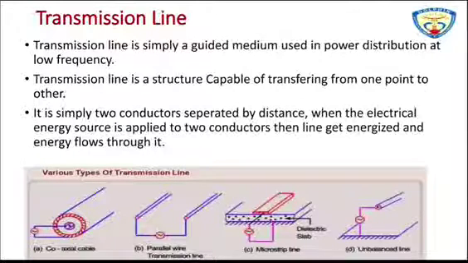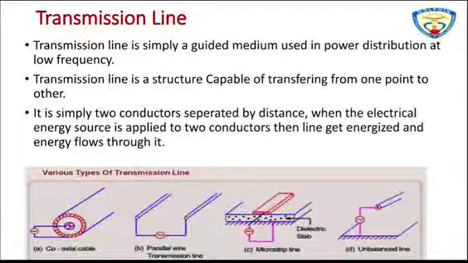Another thing common is that you are applying the energy source at one end. So the energy source is applied between the two conductors, and on the other end of the transmission line you have the load. If you look at the coaxial cable, it consists of a solid conducting rod surrounded by the two conductors. Similarly, in the parallel wire also, you have the two conductors and you have applied source. In the microstrip also, you have applied a source.